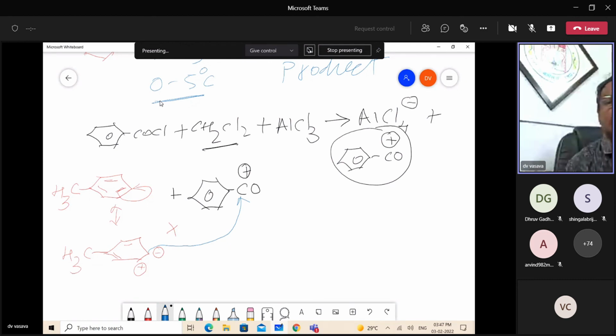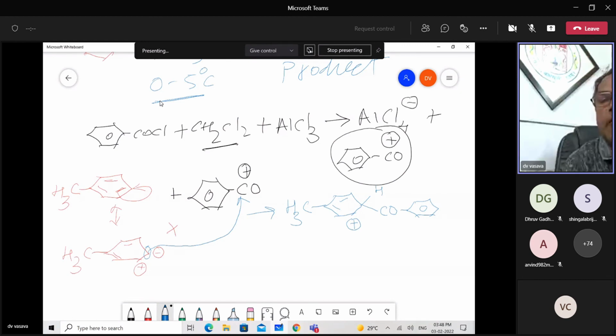So now a new bond is going to form between the carbon of the toluene and the carbon of the acyl. So what do we get? We will get CH3. This is the ring, and it has the positive charge. Here it is the H, and this is the CO. The rest of the bonds will remain as they are.